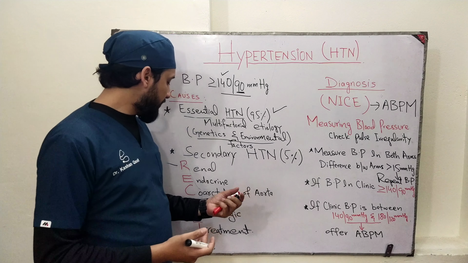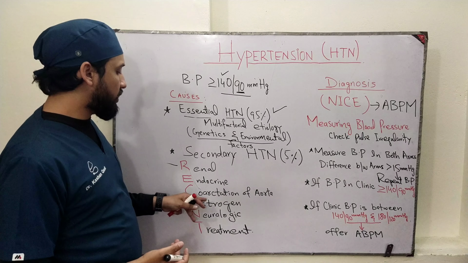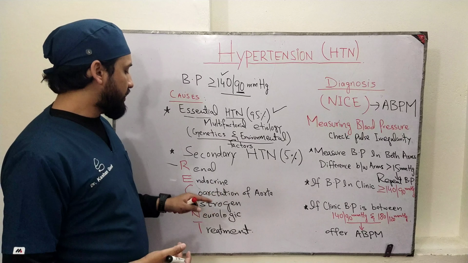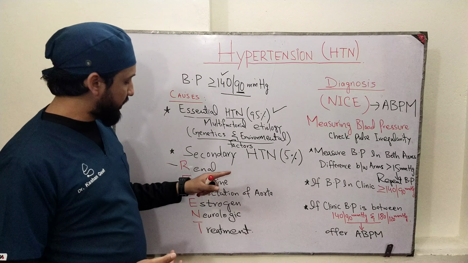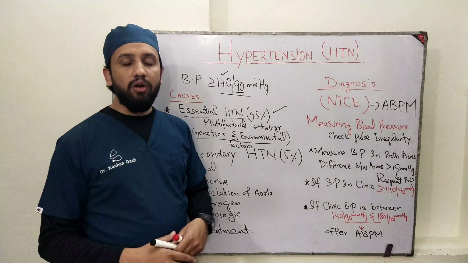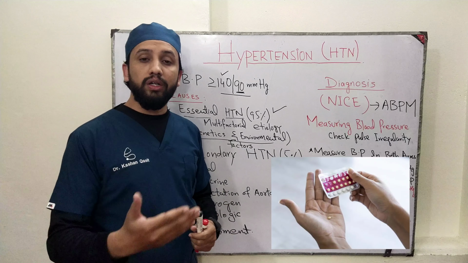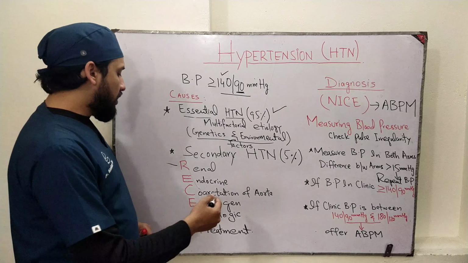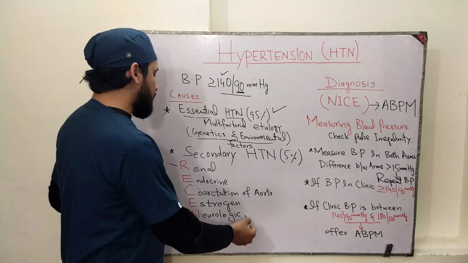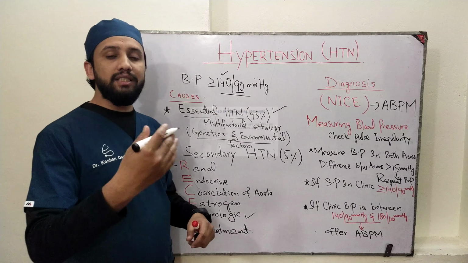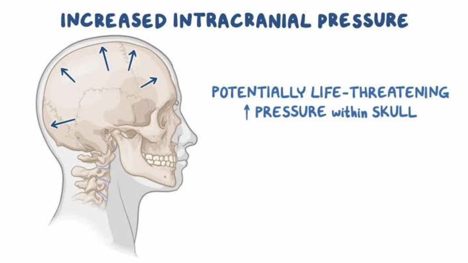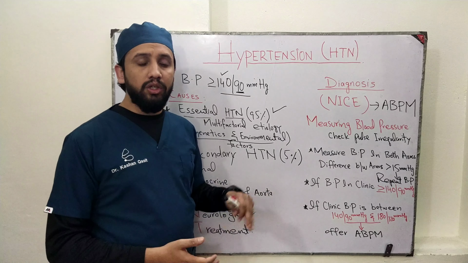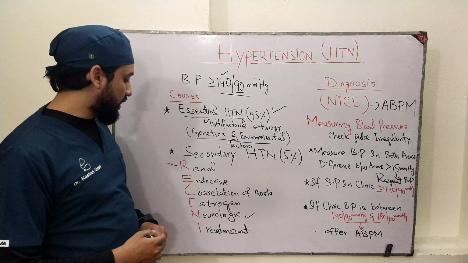Then C shows coarctation of the aorta, which is also a cause of secondary hypertension. Likewise, E is for estrogen, for example when the patient is using oral contraceptives, which can also lead to secondary hypertension. Likewise, N is for neurological causes, like increased intracranial pressure or psychostimulant agents. All these are causes of secondary hypertension.